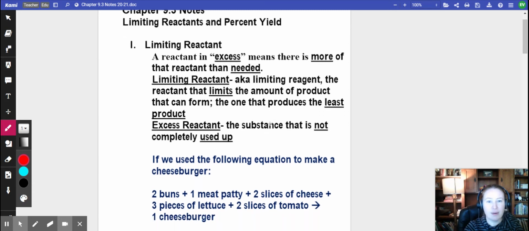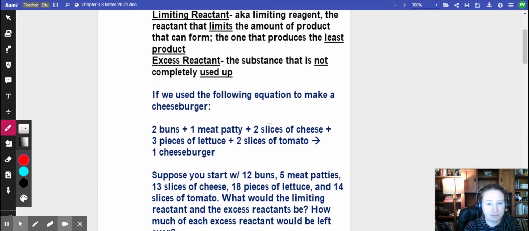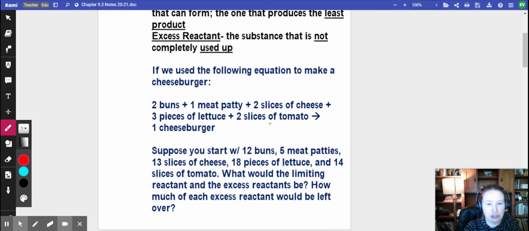Okay, and so I have an example for you guys. Here is our equation to make a delicious cheeseburger: 2 buns, plus a meat patty, plus 2 slices of cheese, 3 pieces of lettuce, 2 slices of tomato, gives 1 delicious cheeseburger. So that is our analogy equation here. And let's say that we start with all these ingredients. So we want to know, what is the limiting reactant?